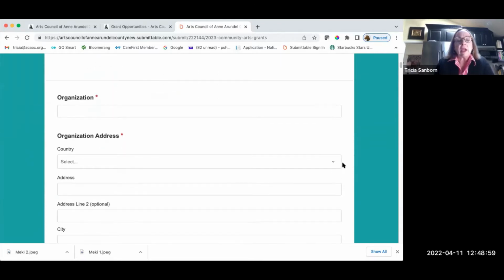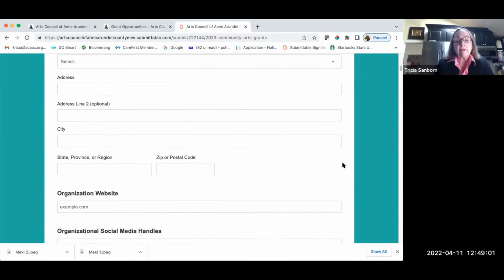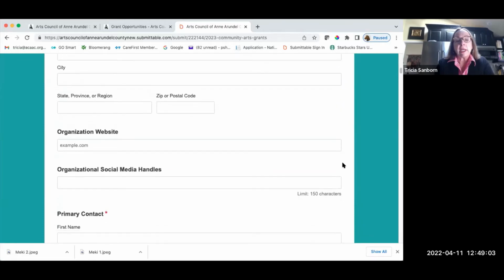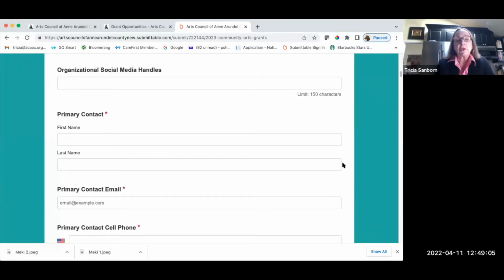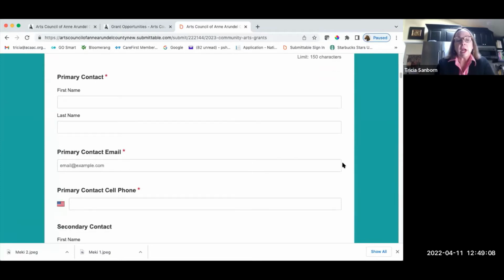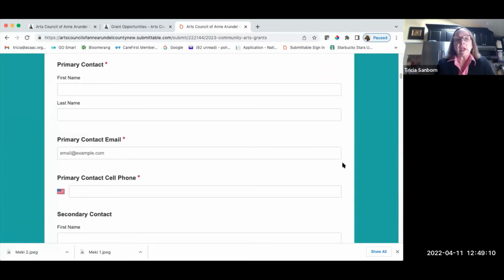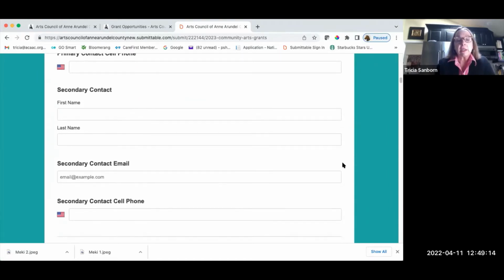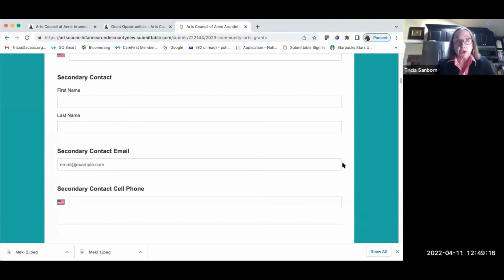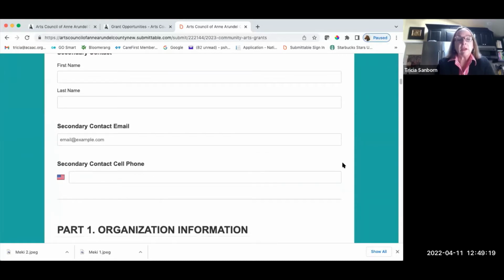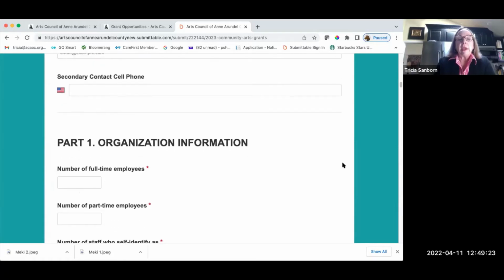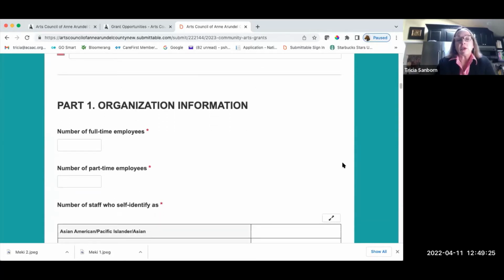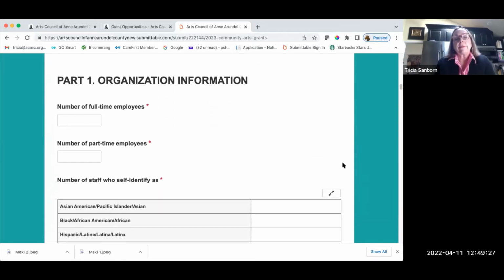Here at the beginning of the application, we have the basic demographic information, your website, your social media handles. Here is your primary contact, who will be the person that I communicate with throughout the year. A secondary contact, in case you want someone else to be able to receive the information about the grant, the reporting, etc.